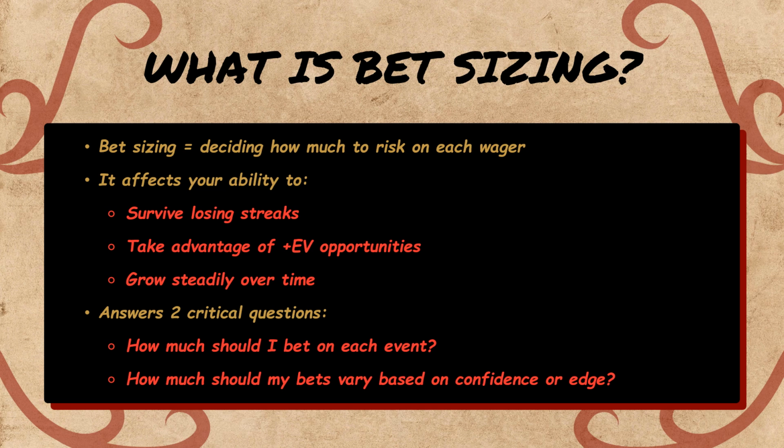At its core, bet sizing answers two questions. How much should I bet on each event? And then how much should that vary depending on how confident I am or how strong my edge is? This is where a lot of bettors get it wrong. You can win more bets than you lose and still go broke if your sizing is reckless. Or you can win less than 50% and still be profitable if your sizing is smart. Bet sizing is where betting skill meets money management. This is how you stay in the fight and ultimately win the war.